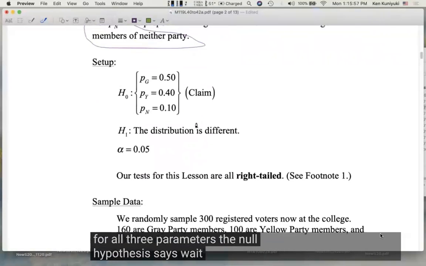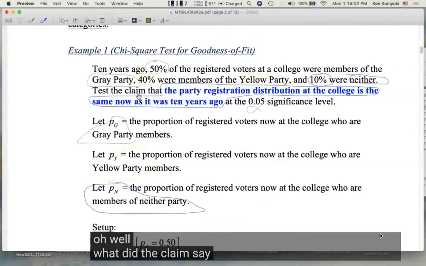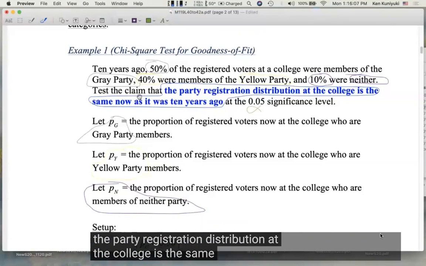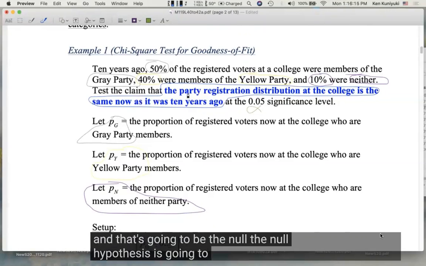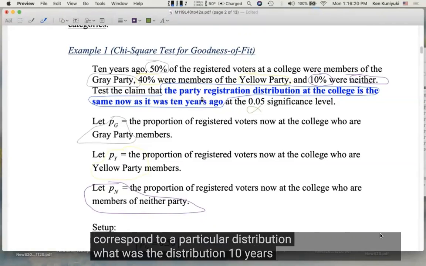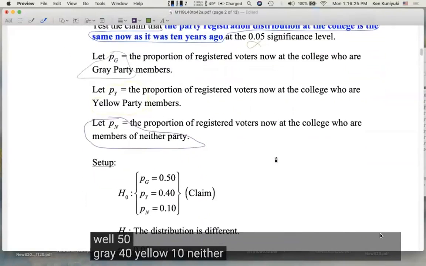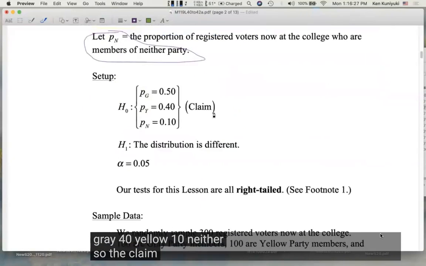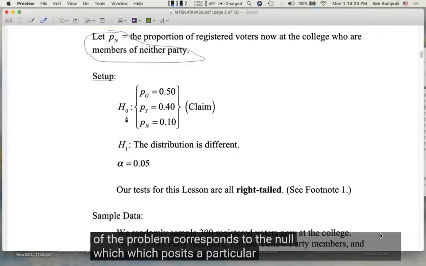The null hypothesis says, wait, what did the null hypothesis say? Okay. Oh, well, what did the claim say? The claim said that the party registration distribution at the college is the same now as it was 10 years ago. That indicates a sense of equality, and that's going to be the null. The null hypothesis is going to correspond to a particular distribution. What was the distribution 10 years ago? Well, 50% gray, 40% yellow, 10% neither. So the claim here, based on the wording of the problem, corresponds to the null, which posits a particular distribution.